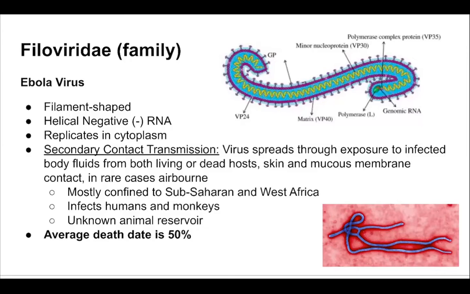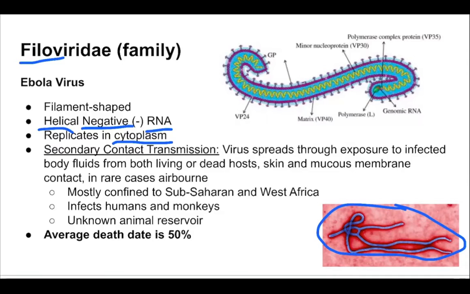Filoviridae family, and it means filamentous because they have a sort of stringy appearance. It's another RNA virus, actually very similar to rabies: negative-sense, helical, and so on. It replicates in the cytoplasm, doesn't go anywhere near the nucleus. This one is not zoonotic necessarily.